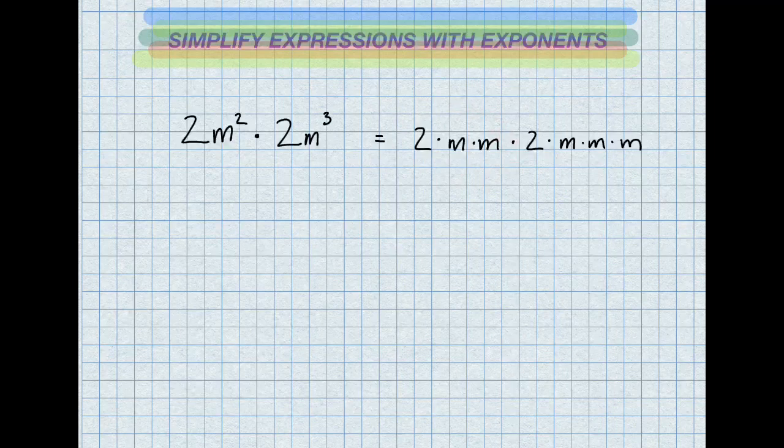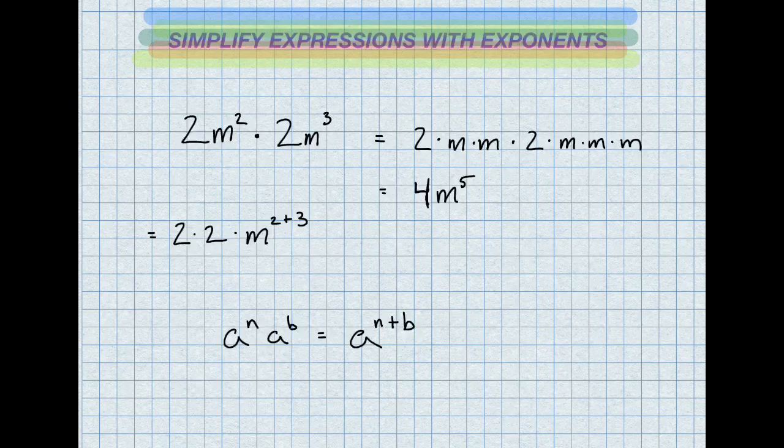Everything's being multiplied together. So then you're going to say, okay, 2 times 2, that equals 4. And then m times m times m times m times m, that's going to be m to the 5th. There's 5 of them. Now using our rule that we just learned, this is 2 times 2 times m to the 2 plus 3. This is our a to the n times a to the b equals a to the n plus b.